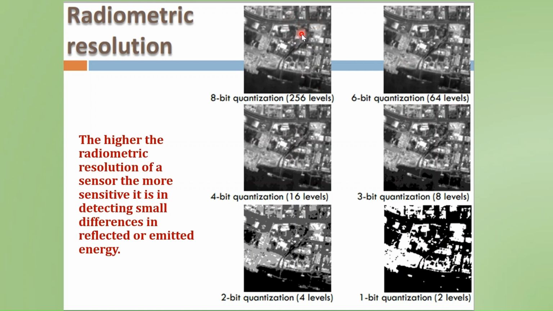So the higher the radiometric resolution of a sensor, the more sensitive it is in detecting small differences in reflected or emitted energy.